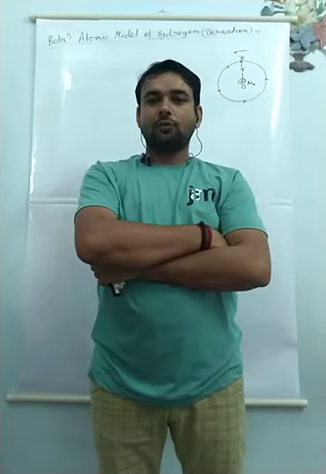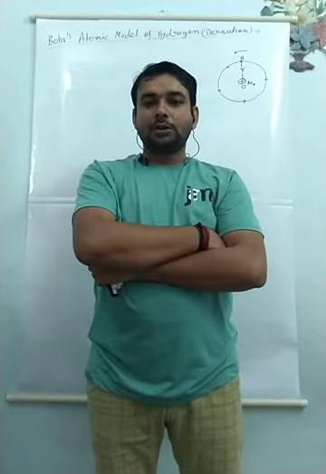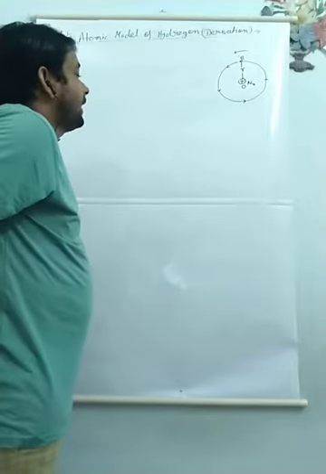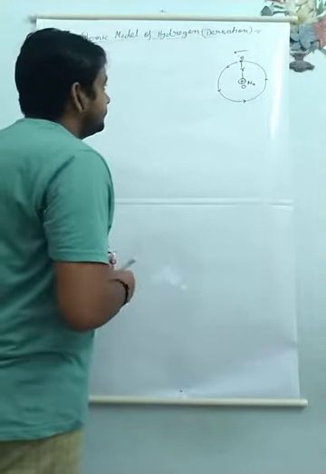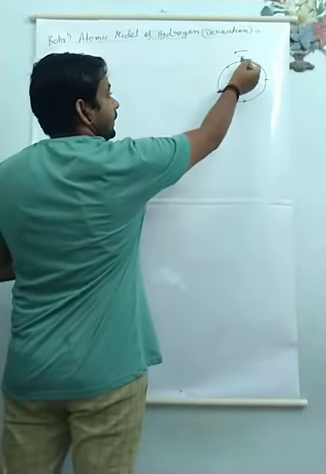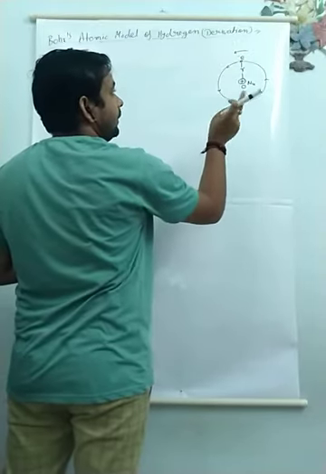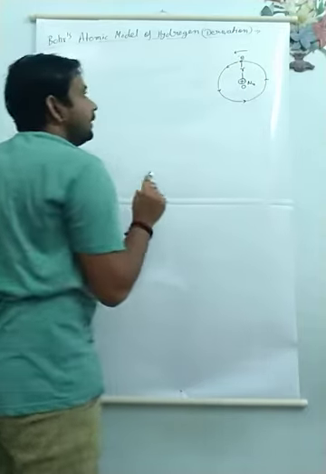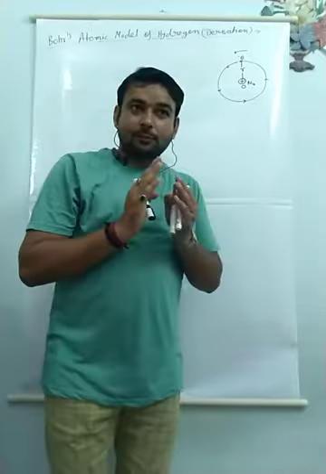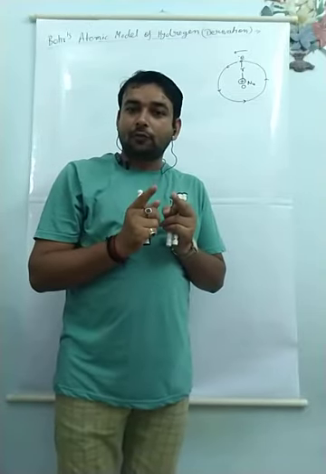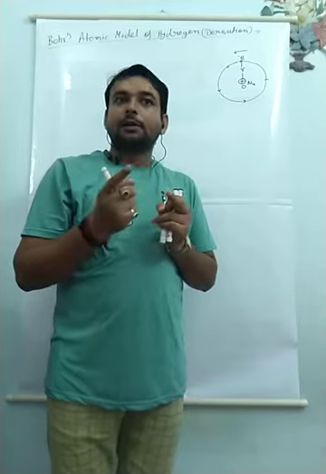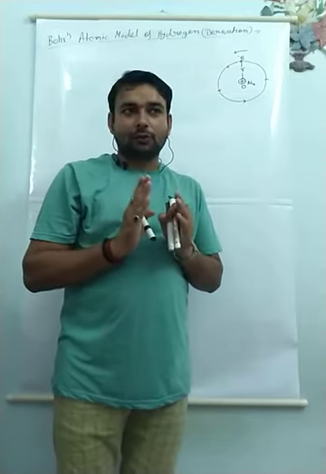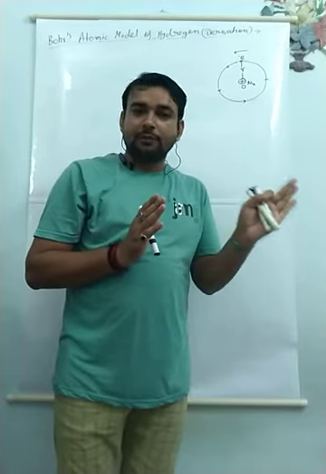Today we are going to derive the formula for Bohr's atomic model of hydrogen. In this, Bohr assumed that an electron is revolving around the nucleus, and in his postulate the centripetal force is provided by the electrostatic force. Therefore, both the forces are equal. We discussed this in the previous class.